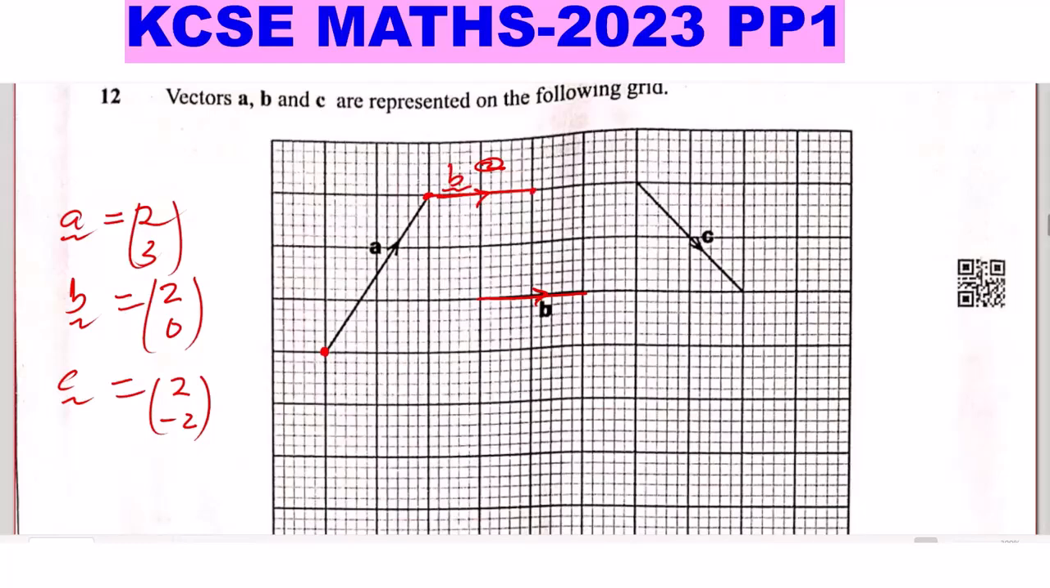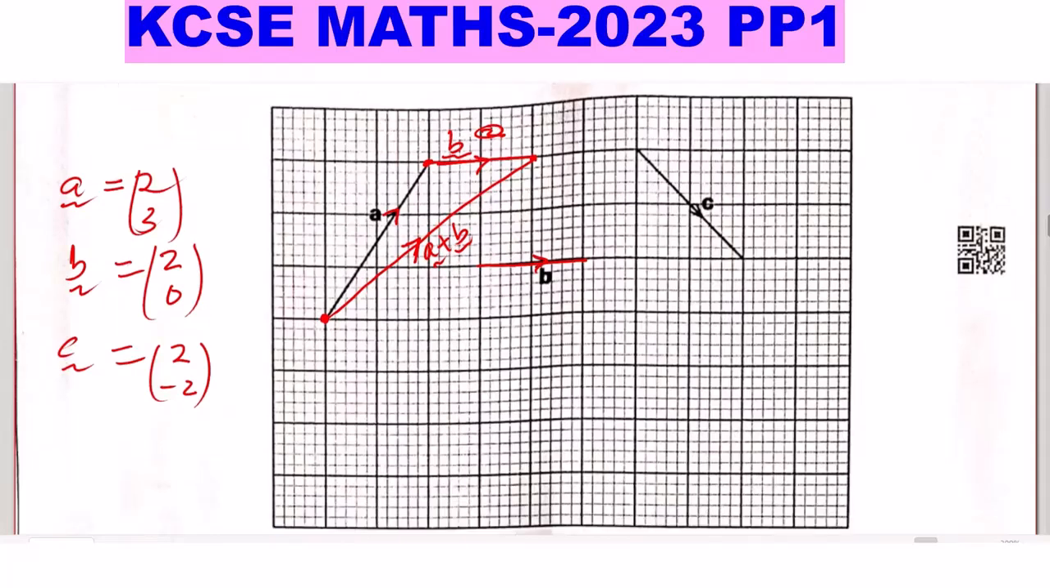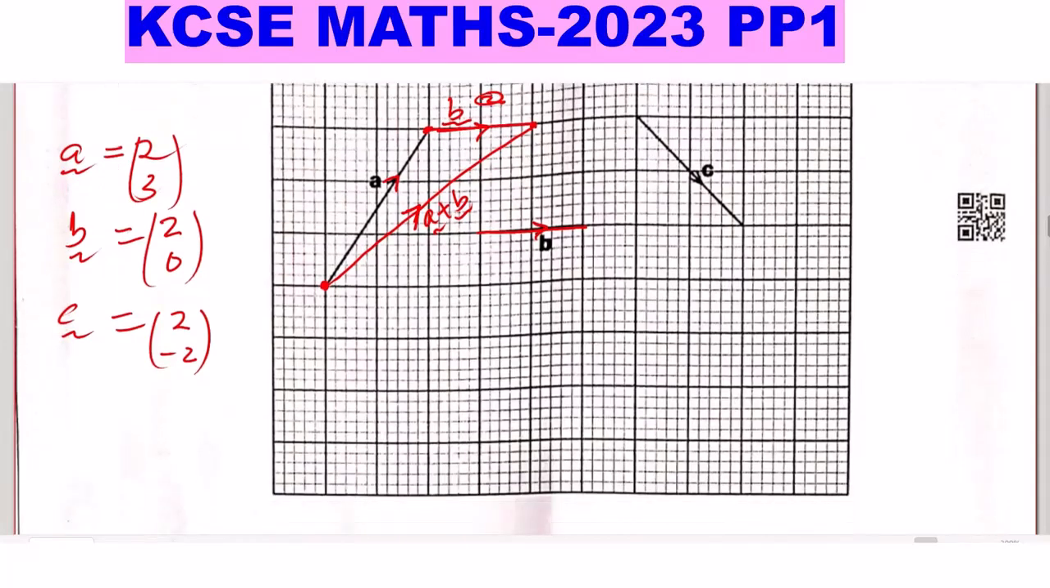Once you've done that, to get A plus B, join the starting point of A to the end point of B, just like that. Looking at the direction, vector A plus B should head in that direction as well. So this now is A plus B. As simple as that. That is the first part.